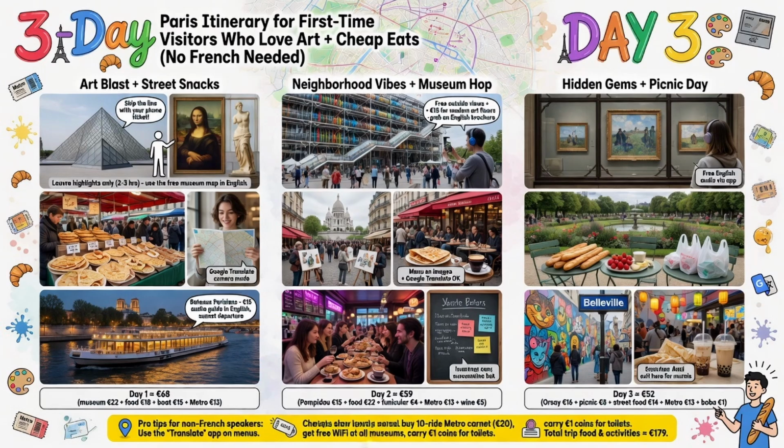Role. You are a local tour guide. Task. Suggest a 3-day itinerary for a first-time visitor. Context. I love art and cheap food, and I don't speak French. Format. List each day with morning, afternoon, evening, and a budget estimate.